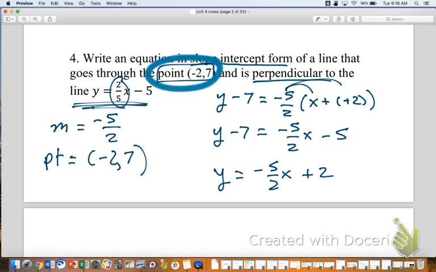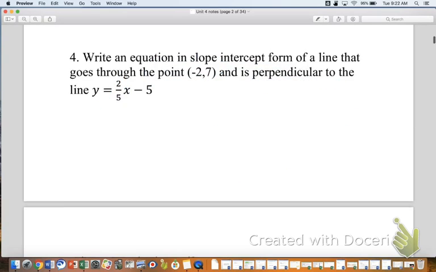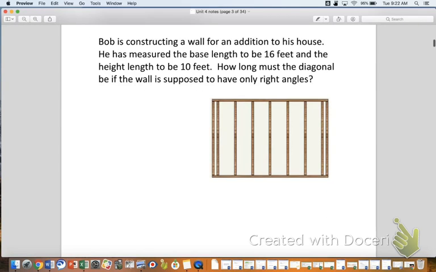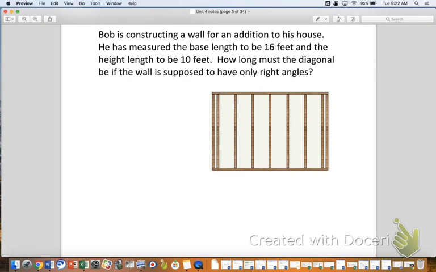Okay, sweet. So I've got a very real life problem to pose to you, right here on the next page. If you haven't already, go ahead and read through this with me. I'll read it out loud. It says, Bob is constructing a wall for an addition to his house. He has measured the base length to be 16 feet long and the height length to be 10 feet. How long must the diagonal be if the wall is supposed to have only right angles?